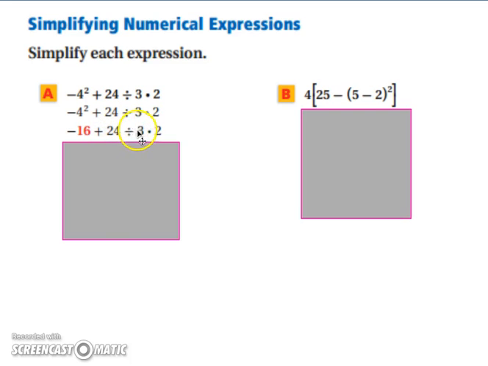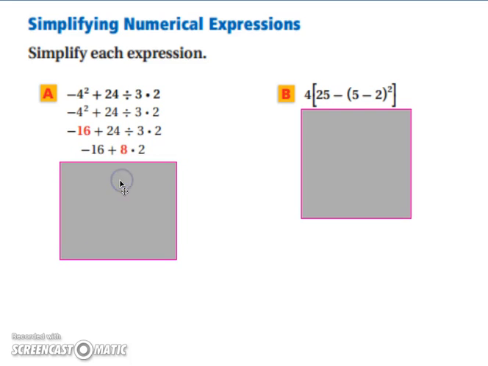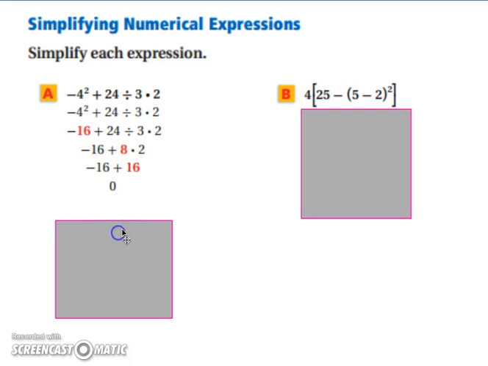So we have 24 divided by 3, which gives us 8. All right, is there any more multiplication or division? Yes, we hit multiplication. So we have 8 times 2, which gives us 16. Is there any more multiplication or division? No. So now we're moving to step 4. In step 4, it's add and subtract from left to right. In this case, all we have is addition left. So we're going to do -16 plus 16, which brings us to 0.